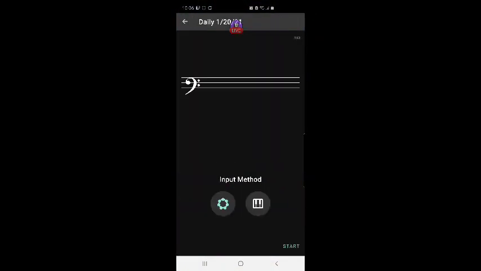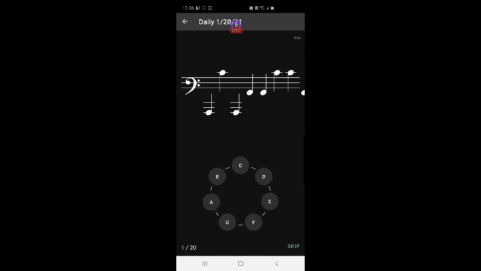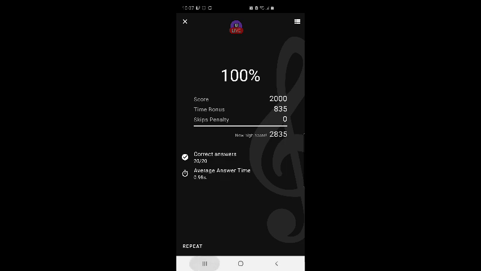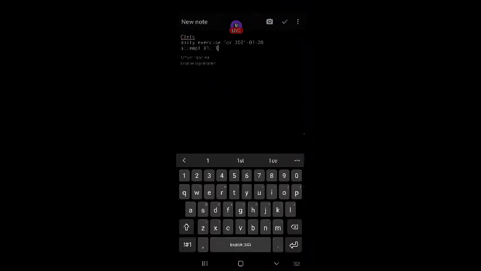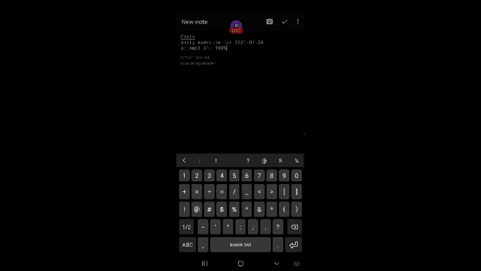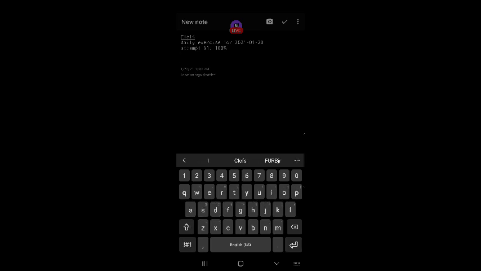Go to the app. Start the daily exercise. It's some bass clef. And start. That's A. B. Did it 100%. That was not a hard one. 100%. Okay, so I'm gonna do this. Clefs is gonna start consuming my life, I think.